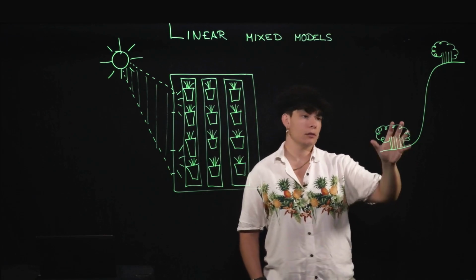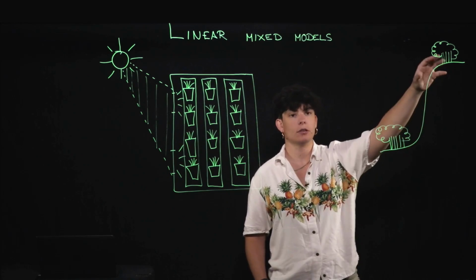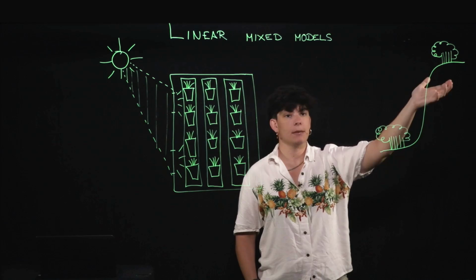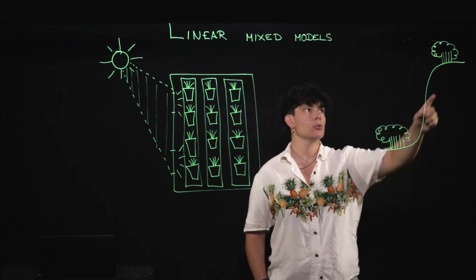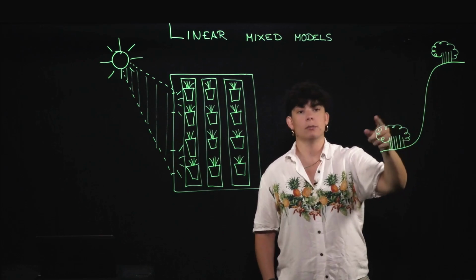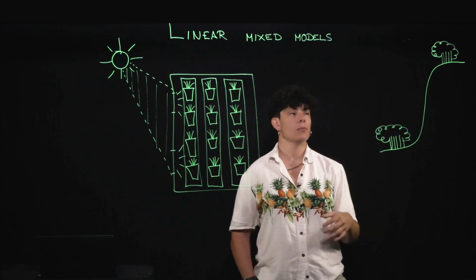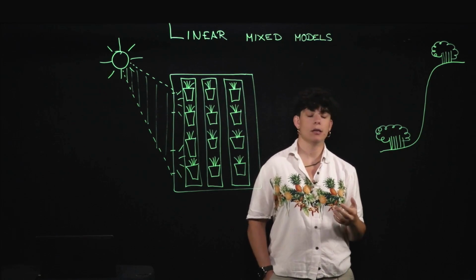If you have a forest at the top of a hill, that might be affected differently than a forest at the bottom of the hill. So this could be block number 1, and this could be block number 2. And we could use blocks for everything that comes to mind.